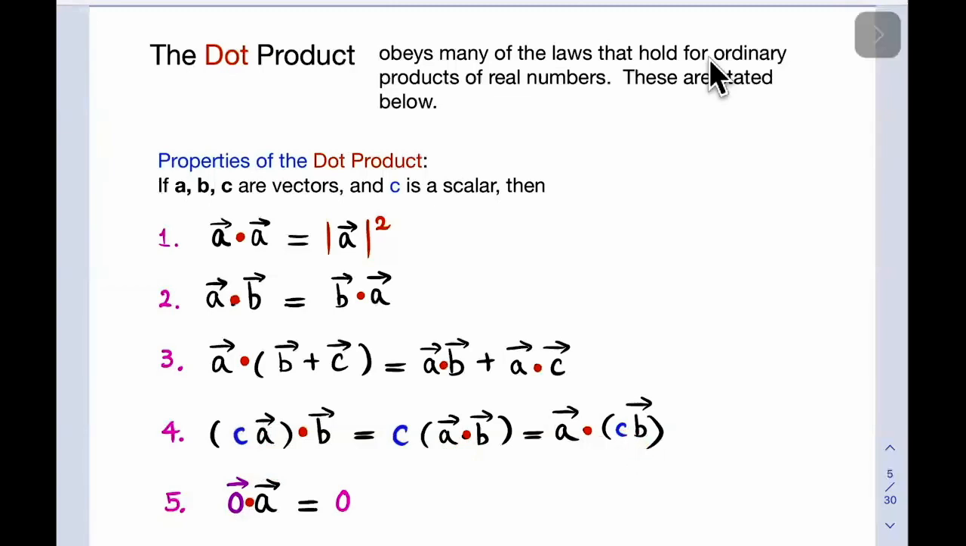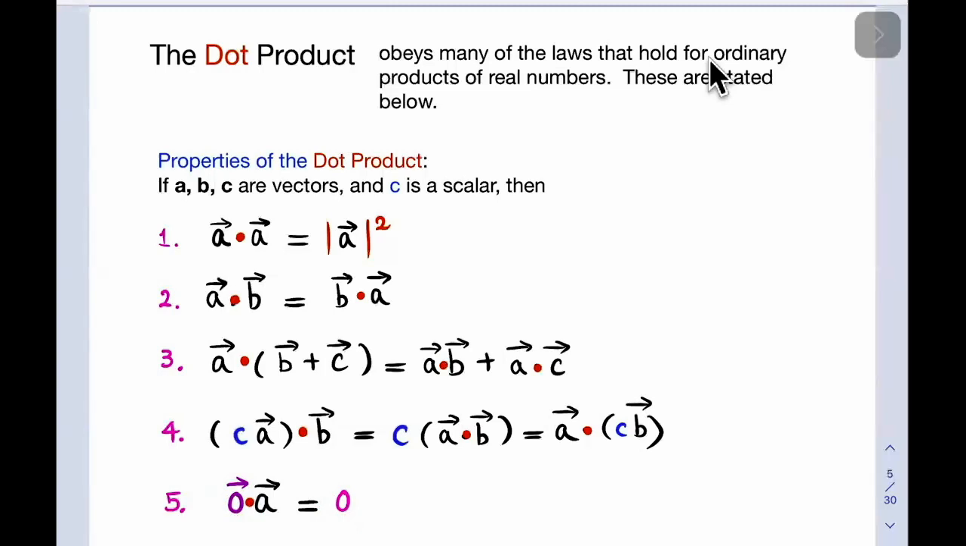And the last one is if you use the 0 vector. Remember, the 0 vector doesn't have any specific direction. If I put an arrow on top, that means it's a vector. This one here is the 0 vector. This one here is the scalar 0. So when you have the 0 vector dotted with any vector A, the result will be the real number 0. So those are the 5 properties of the dot product.